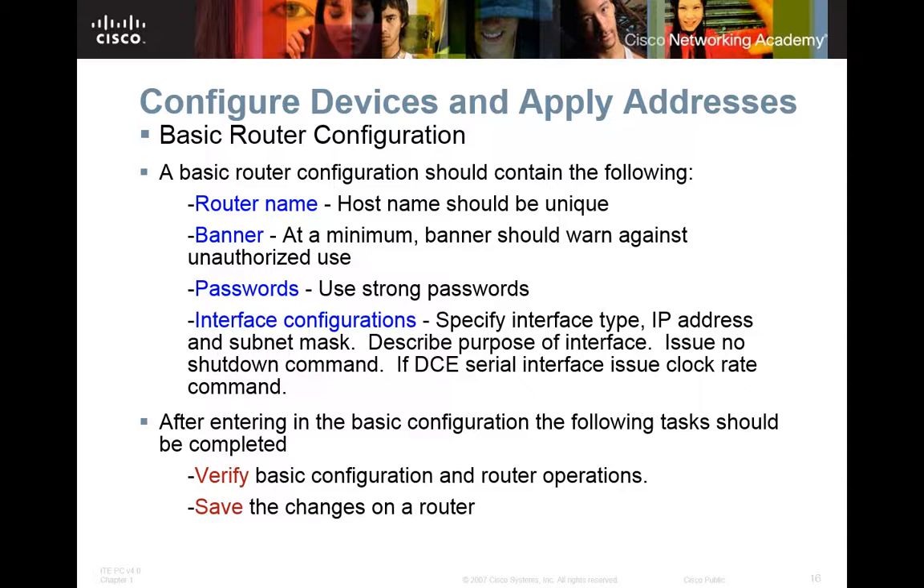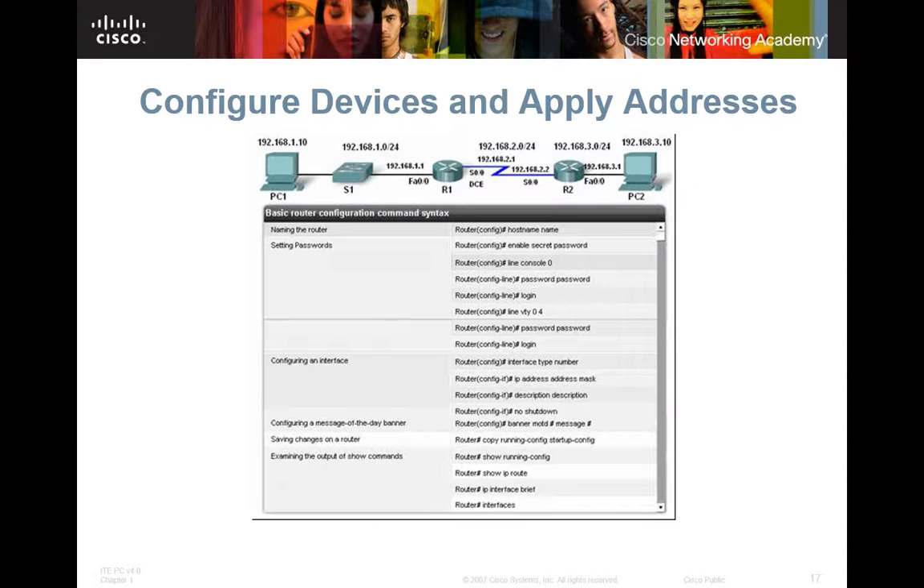Once you verify your basic configuration on the router, you want to save those changes. How do you save it? You save your run to start. Save your running configuration back to start, so it saves those changes you've just made. Is it copy run start, or that's different? Copy run start, exactly what it is.